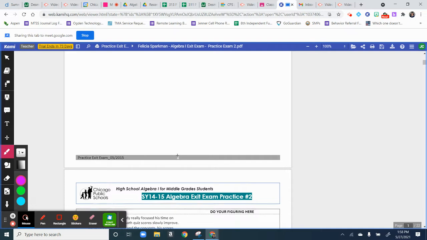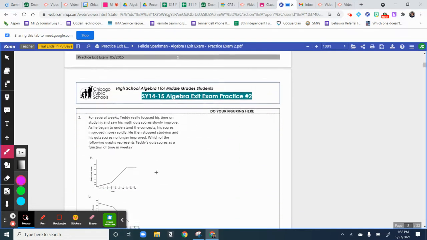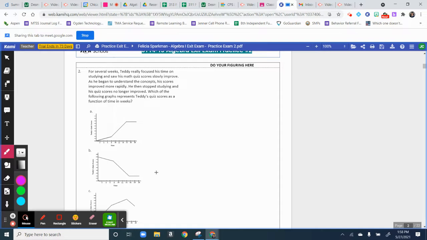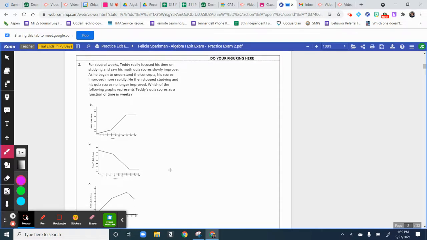All right. Question number 2. For several weeks, Teddy really focused his time on studying, so his math quiz scores slowly improved. As he began to understand the concepts, his scores improved more rapidly. He then stopped studying, and his quiz scores no longer improved. Which of the following graphs represents Teddy's quiz scores as a function of time in weeks?